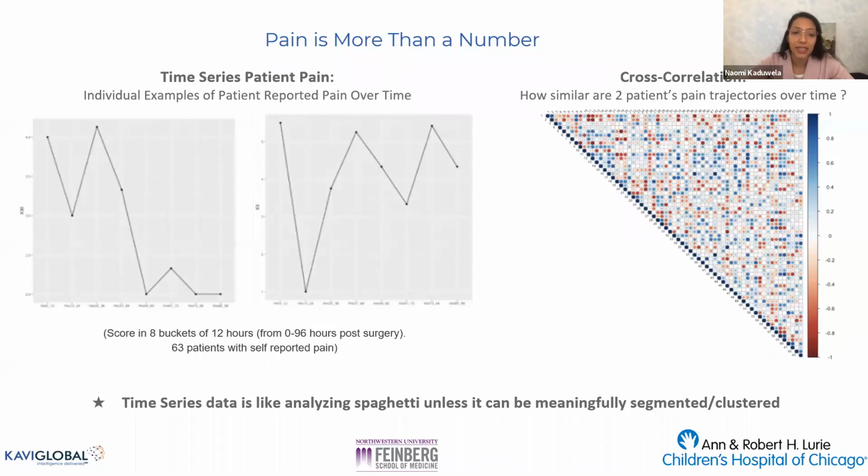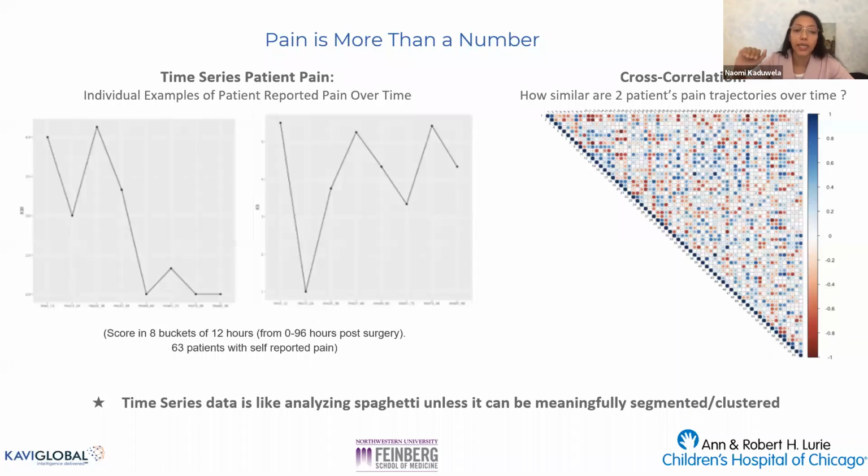So how to make it actionable, how to segment it and make it meaningful. Well, one option is to group it together by similarity or clustering. Clustering just means to group similar things together, in this case, patients with similar pain trajectories.